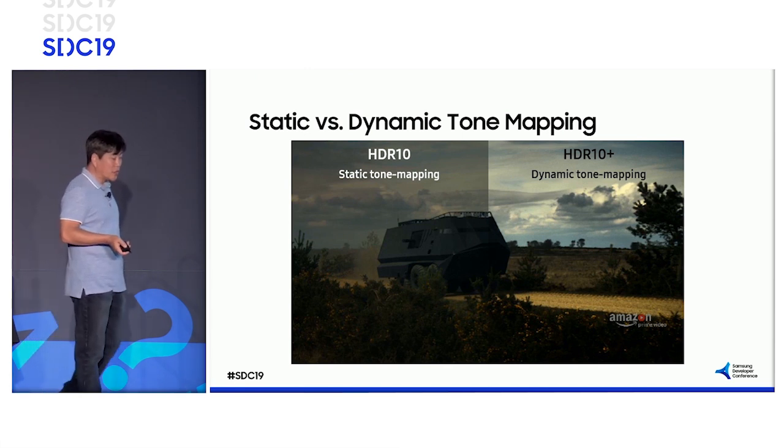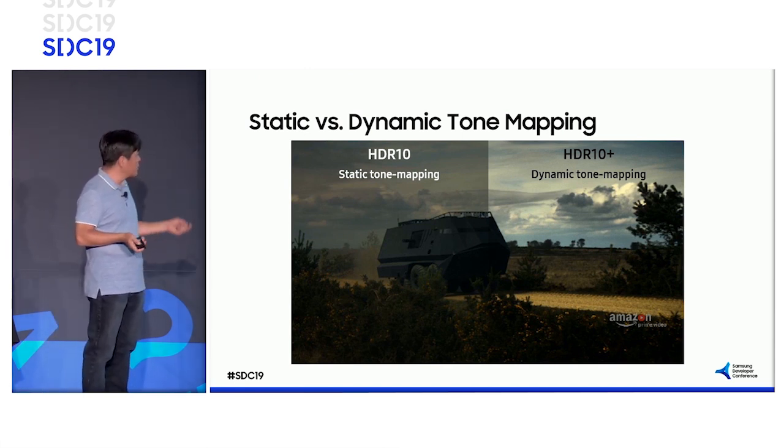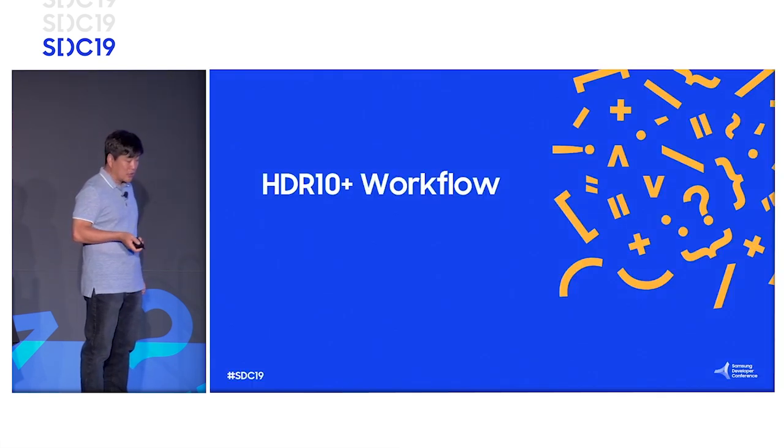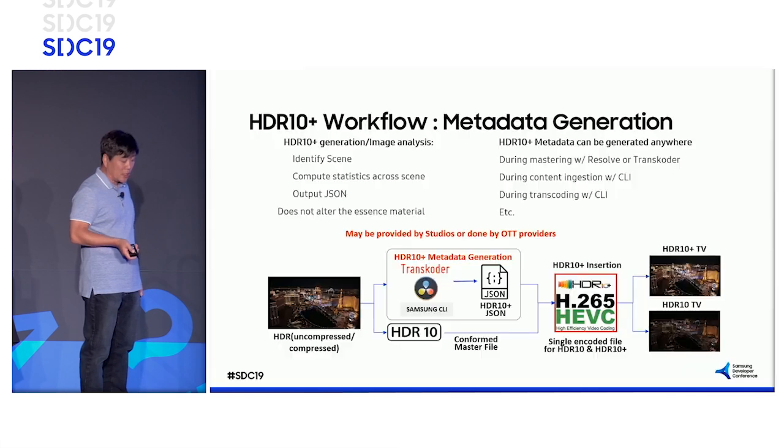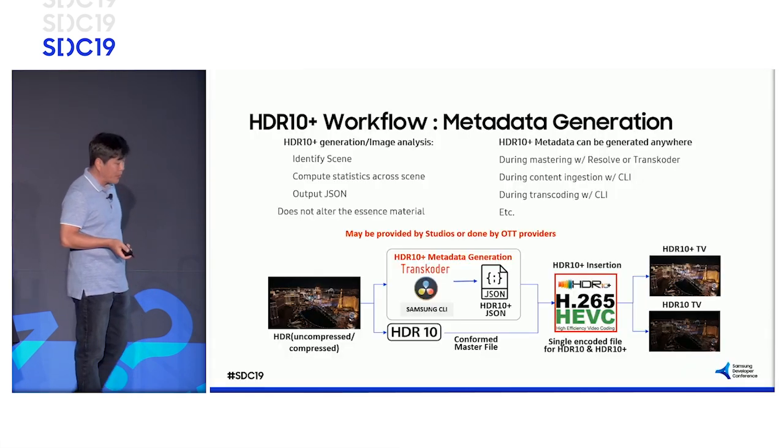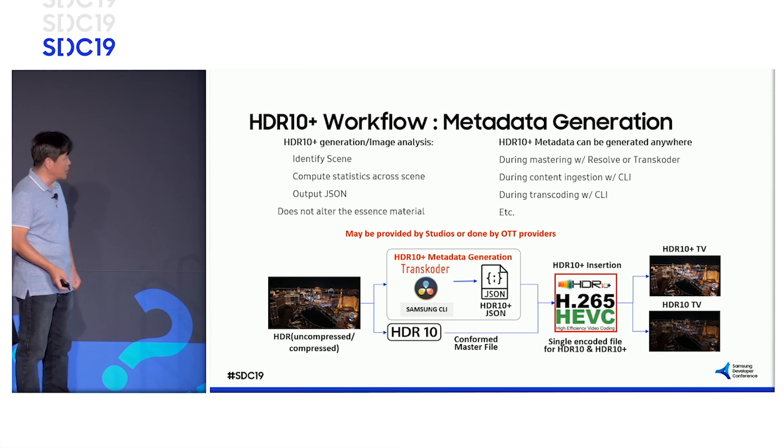In some cases, for some scene, this is just an example of one of the scenes, you can get better brightness and better darkness in here. So let me give you some idea about the workflow. This is a more in-depth explanation about the mechanism.